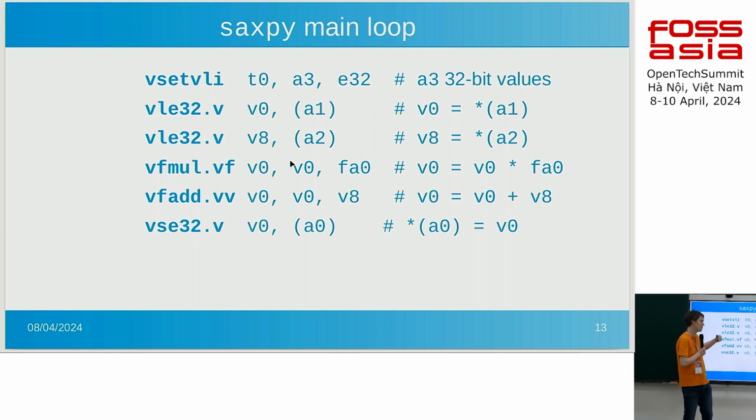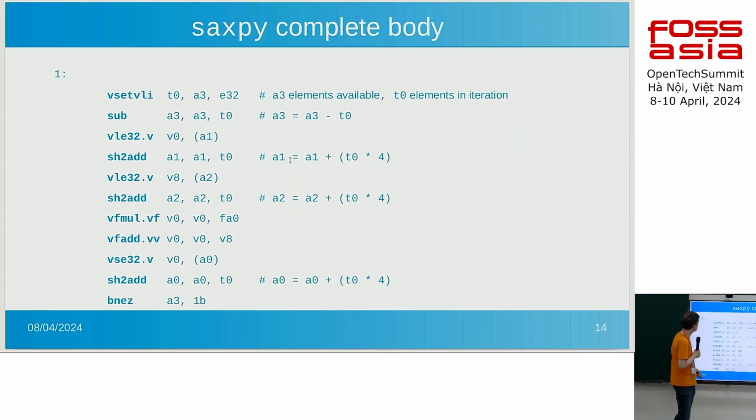We are going to have to iterate this set of instructions several times, and every time we will operate on T0 elements until everything is calculated and we can exit the function. So in total, it gets a little bit more compact here.